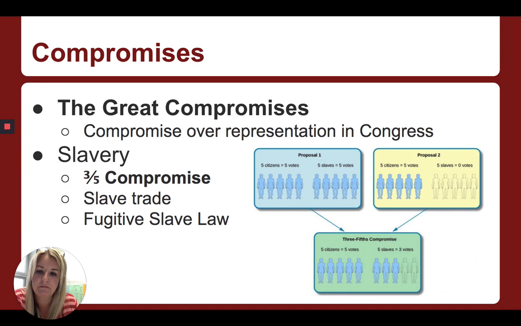Others didn't. And then the Fugitive Slave Law, and this we'll hear again later when we get closer to the Civil War. But a Fugitive Slave Law was just a federal law saying if a slave runs away, you have the right, you have to, as an American, turn that slave in if you know that they're a runaway slave. And it is a federal law.